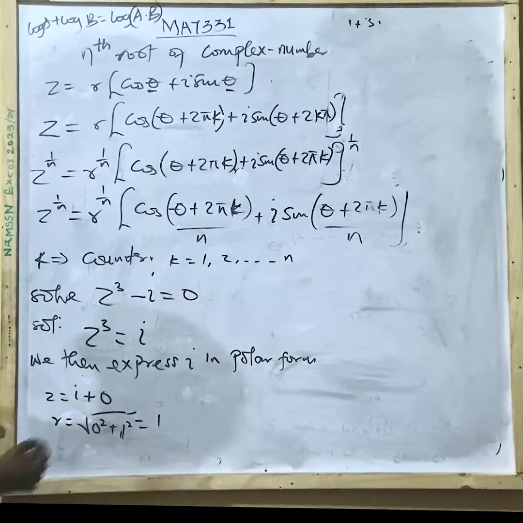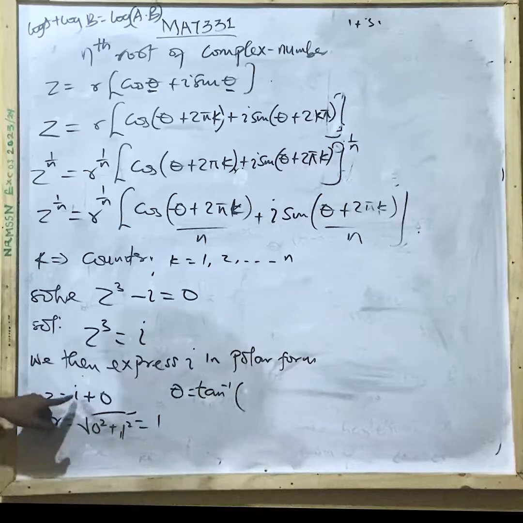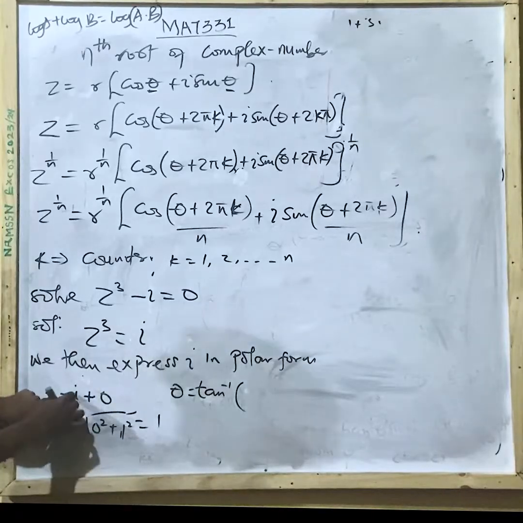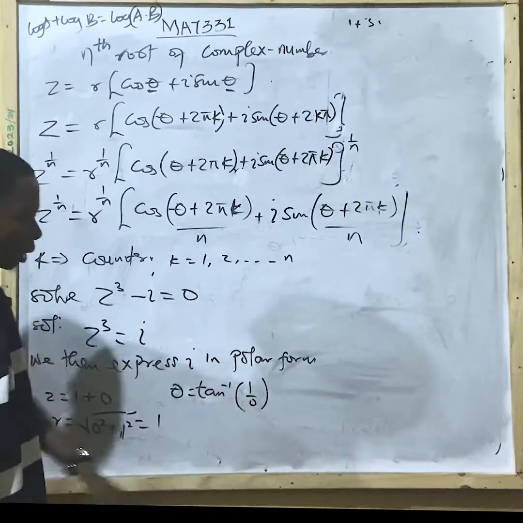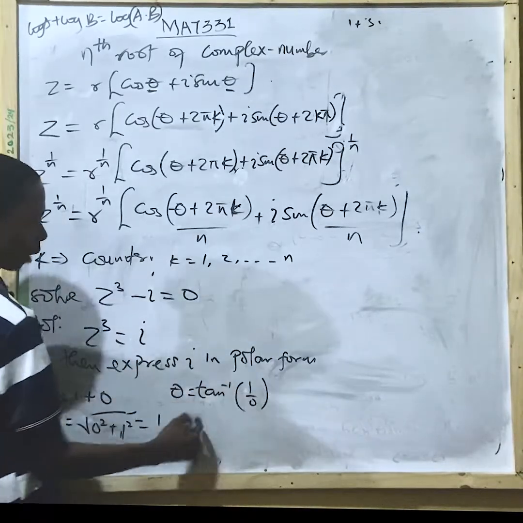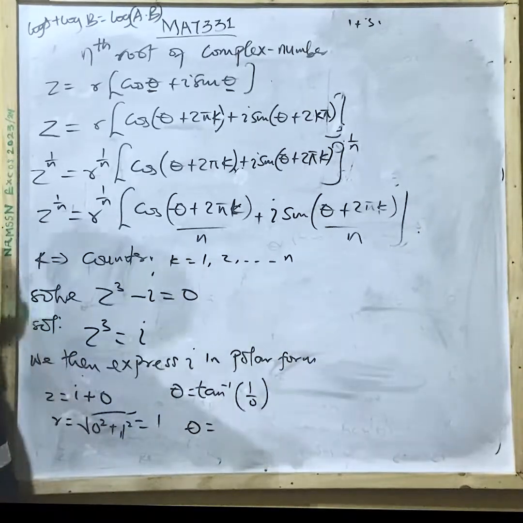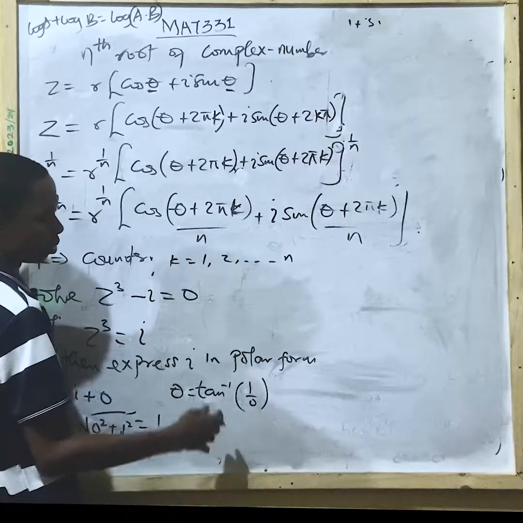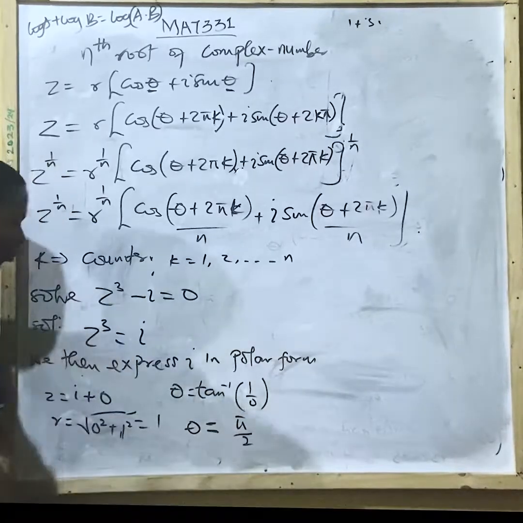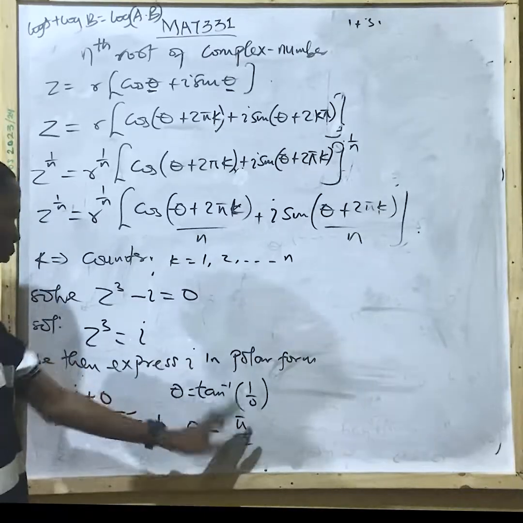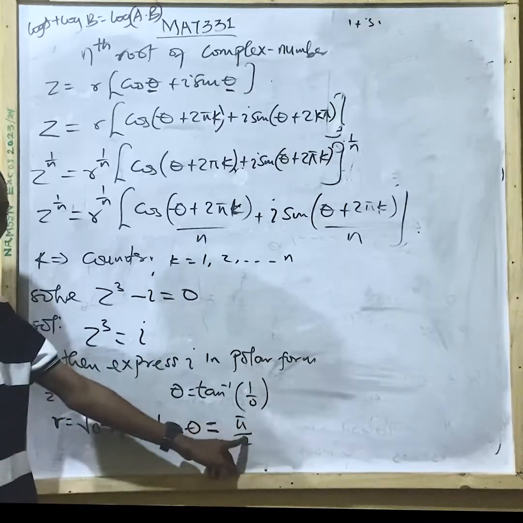And what is my argument? Argument theta equals arctan of y over x. This is y, the coefficient of the imaginary part, over 0. So 1 over 0 is infinity. If I take the tan inverse of infinity, it is 90 degrees. And like I said earlier, I will not be using degrees, I will be using radians. So 90 degrees to radians is pi over 2. So tan inverse of 1 over 0 is pi over 2. I've gotten my modulus r and argument pi over 2.